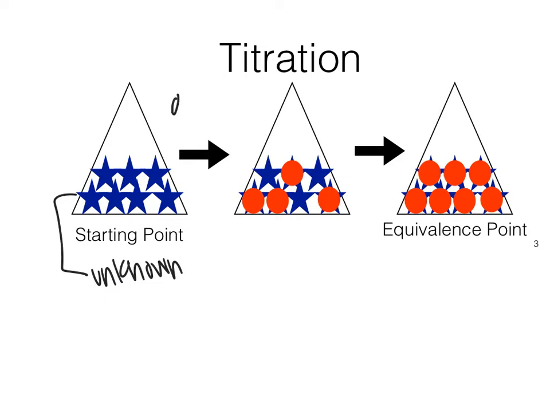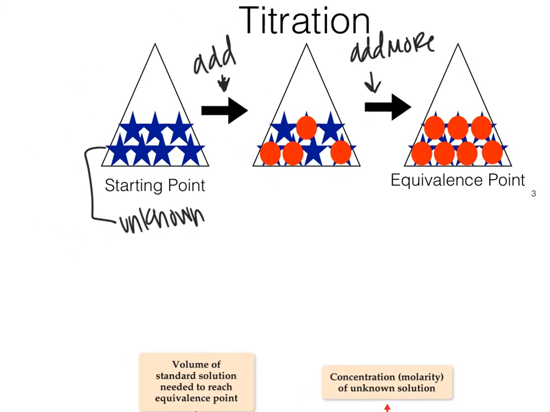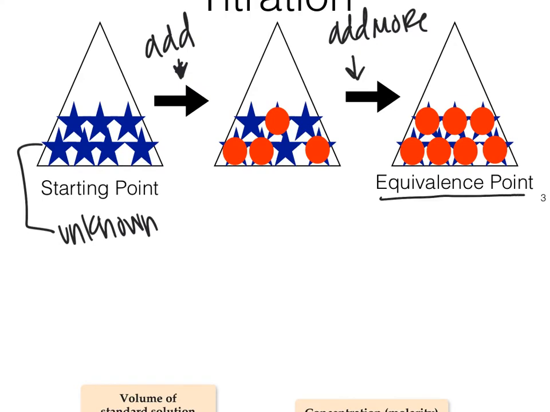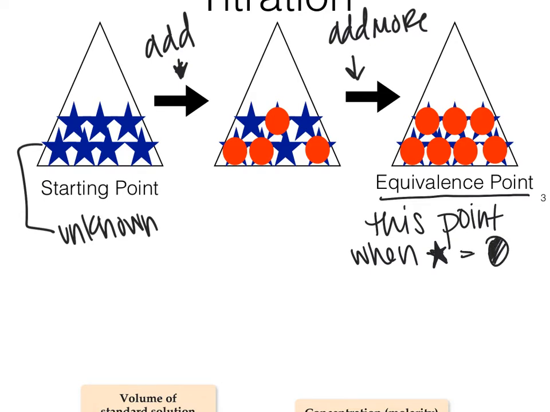And then you're going to add, or titrate in, the second. In this case, we have stars and circles. So we're going to add circles, and we're going to add more circles until we reach the equivalence point. So the equivalence point is the point when, in our case, stars equals circles. And so at that point, they are even.